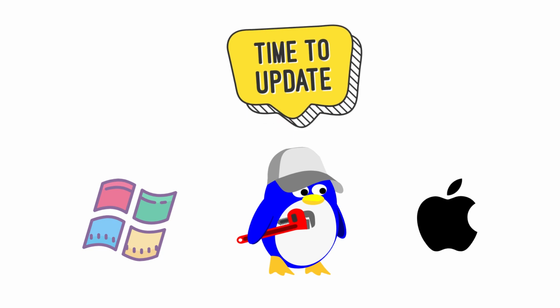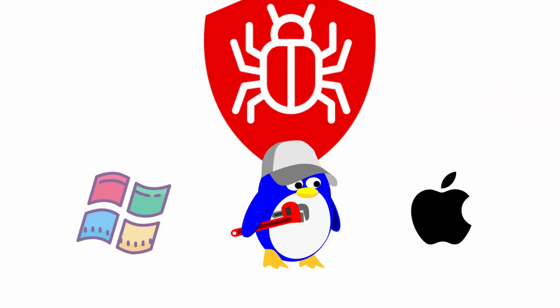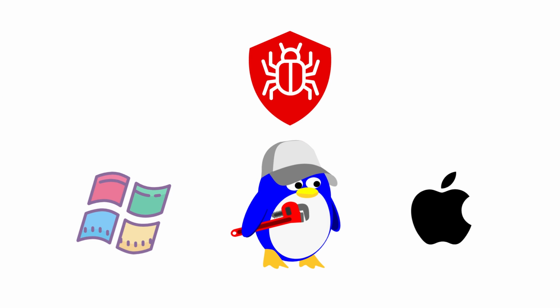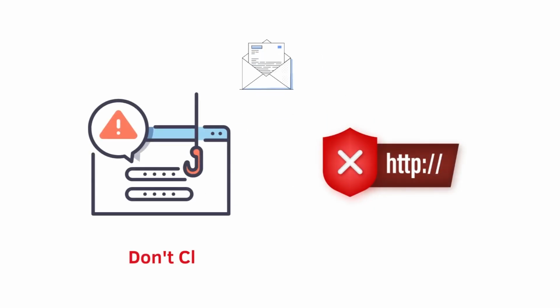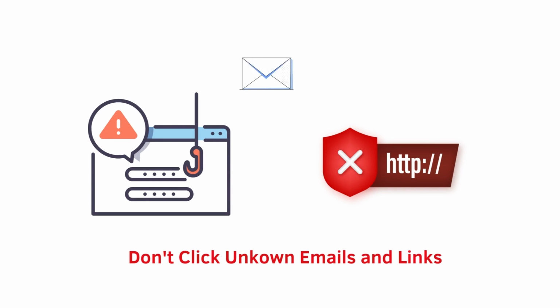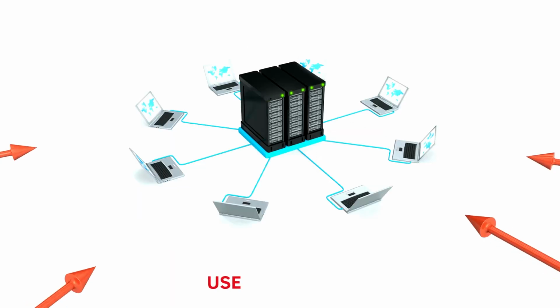Keep your operating system and software up to date. Use antivirus software. Antivirus software can help to detect and block malware, including ransomware, from infecting your computer. Be careful with emails and links. Ransomware is often distributed through phishing or malicious links. Be cautious of clicking on links or opening attachments from unknown senders.